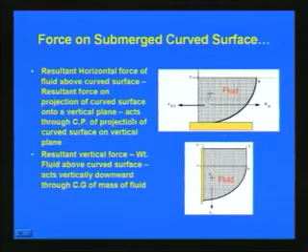For this purpose, the resultant horizontal force of fluid above the curved surface is the resultant force on the projection of the curved surface. So, we can project this curved surface to a vertical plane like this, and then we can find out what will be the force acting on this vertical surface. That will give the resultant horizontal force. So, in the case of this curved gate, we can determine the horizontal force by projecting the curved surface on a vertical plane.